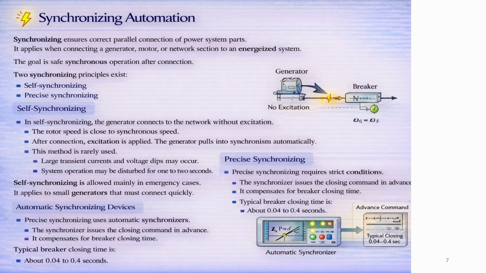Precise synchronization uses automatic synchronization devices. Those devices issue the closing command in advance. It compensates for breaker closing time. Typical breaker closing time is about 0.4 seconds. Automatic synchronization ensures safe connection. It protects equipment and preserves system stability.